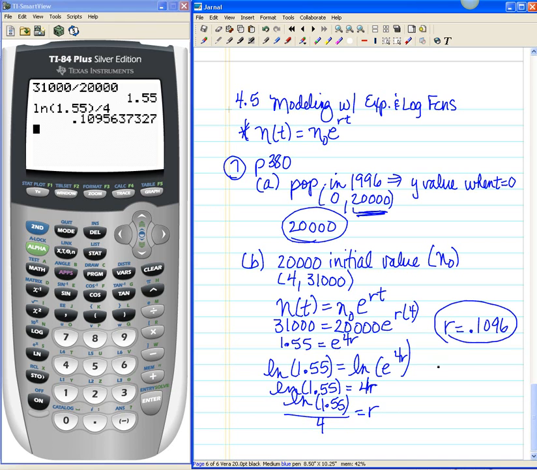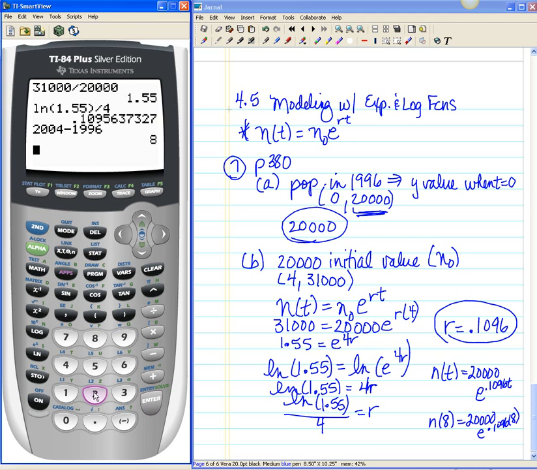So we know that our model is N of t is equal to 20,000, because we knew our initial value, times e to the 0.1096t. So we can use that to answer part C, what is the projected deer population in 2004? So 2004 is how many years after 1996? Eight years, so we could plug in 8 into this model. I'm running out of room here to figure out what that's going to be.